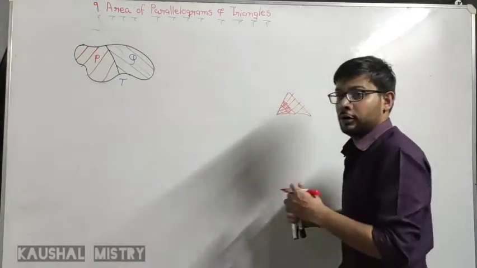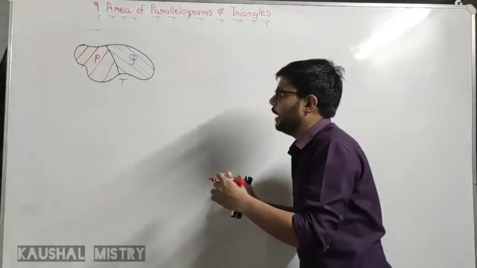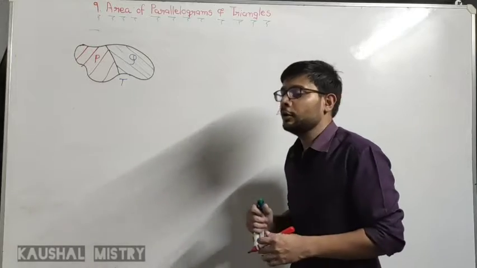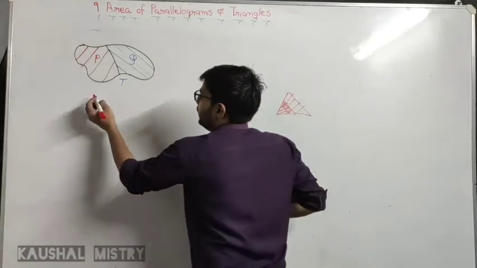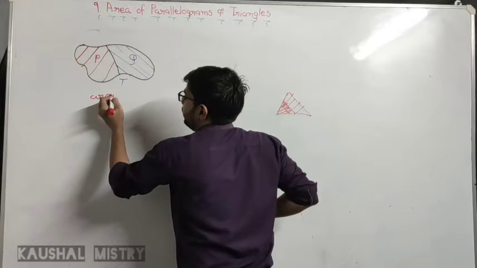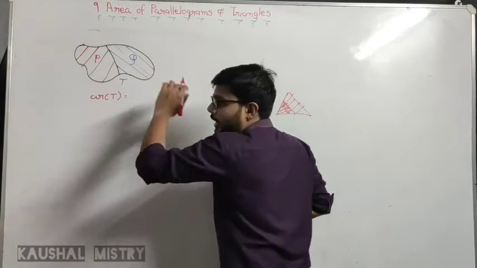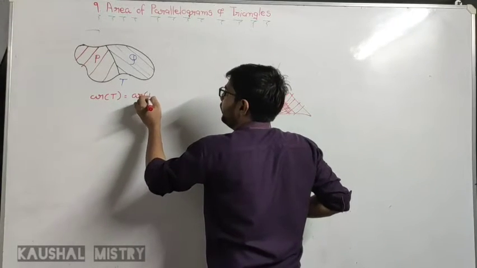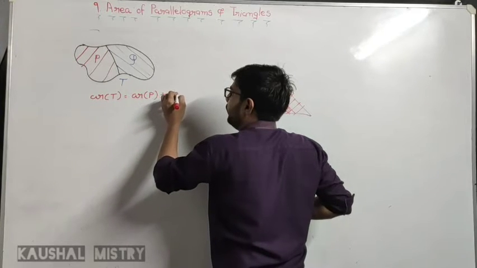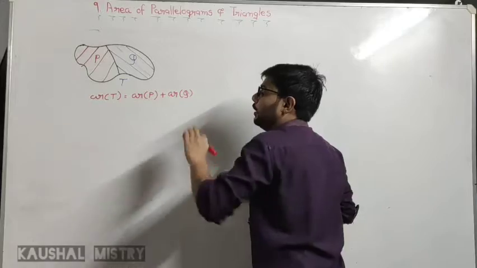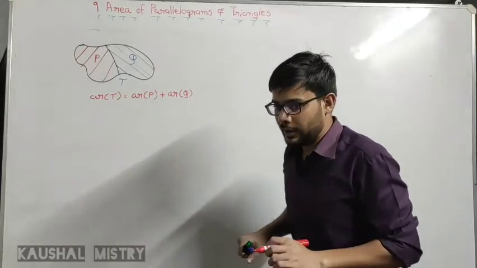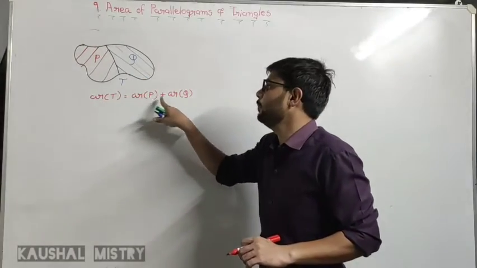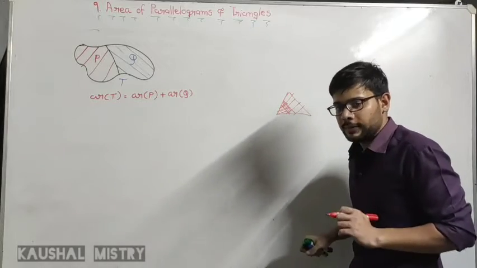So in any figure where we want to find the area and it is divided into two non-overlapping parts, then area of figure T, in short notation we can write area as AR of the figure name, that is area of T is equal to area of P plus area of Q. But these two figures have to be non-overlapping. Then we can write the main figure area is equal to area of T is equal to area of P plus area of Q, right?